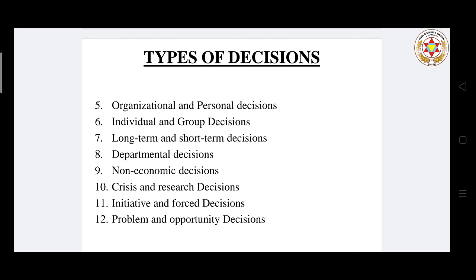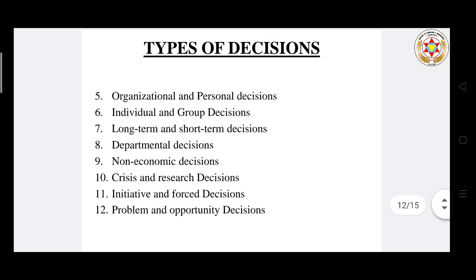Crisis decisions and research decisions. Crisis decisions are those which are made to meet unanticipated situations, mostly made immediately under the pressure of the circumstances, whereas the research decisions are made after thorough analysis without any pressure. Then there are the initiative and the forced decisions, and the last one is the problem and the opportunity decisions. Decisions resolving problem situations which have arisen, as anticipated or not. The opportunity decisions pertain to taking advantage of an opportunity, sometimes involving risk also.